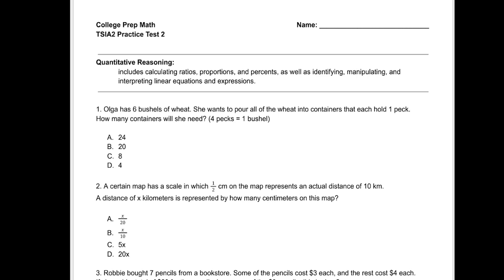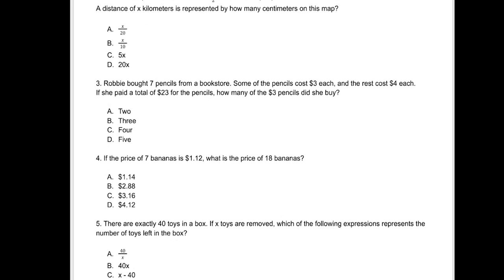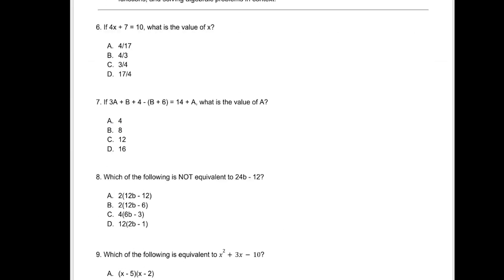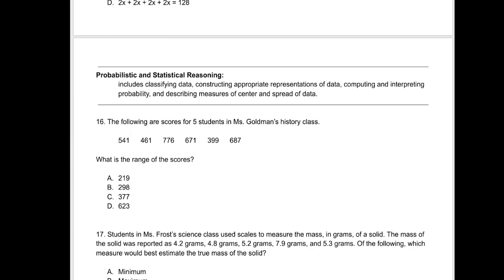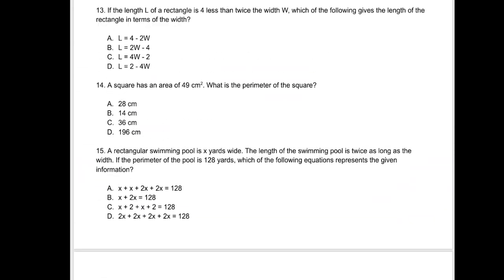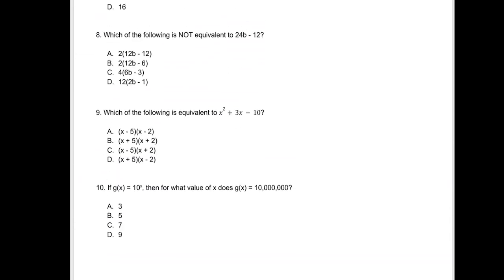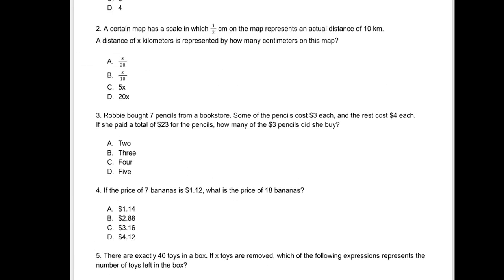So just like with the first practice test, I've got these questions sectioned off into the different categories of questions, with the first one being quantitative reasoning, the second one being algebraic reasoning, the third one being geometric and spatial reasoning, and the last one being probabilistic and statistical reasoning. So we've got 5 questions from each section here, and let's just go ahead and get started.